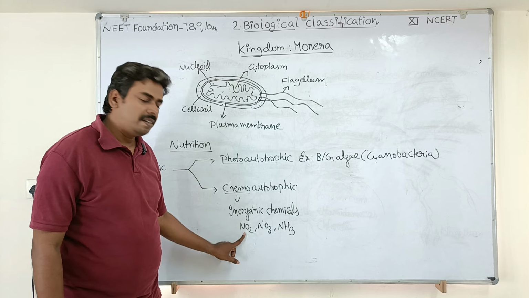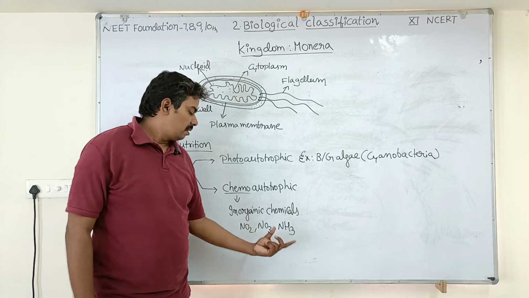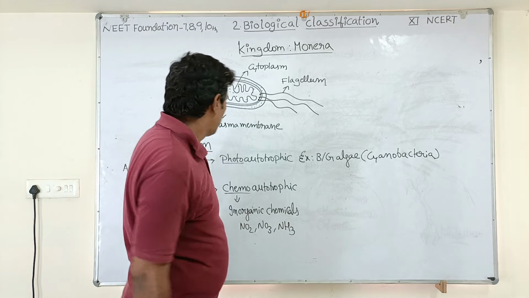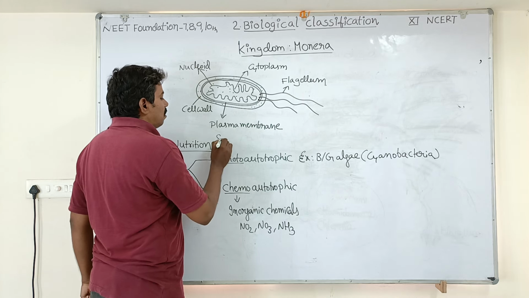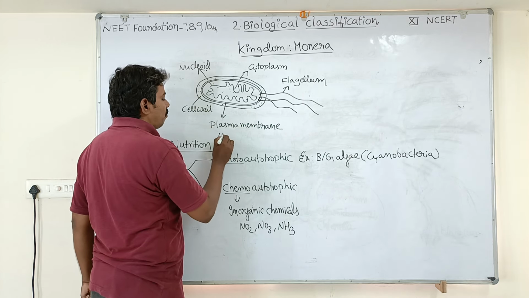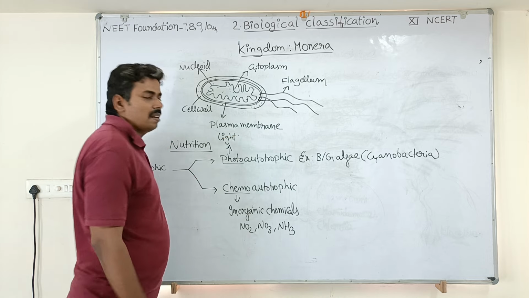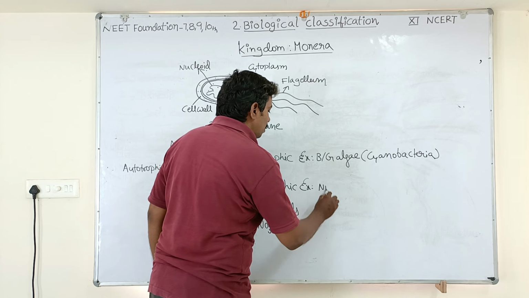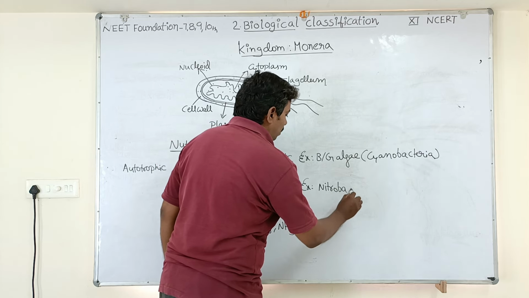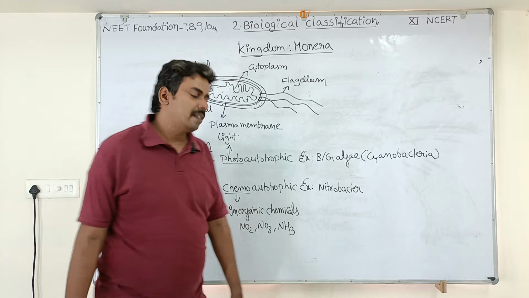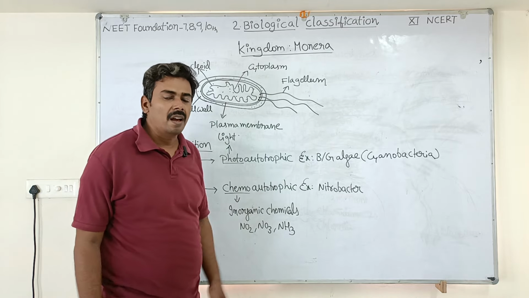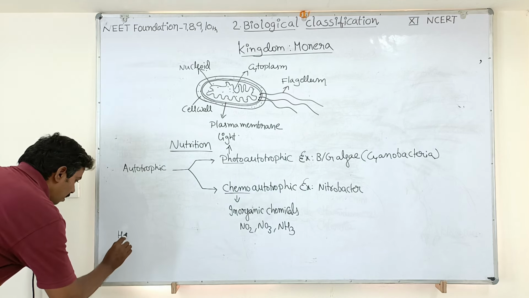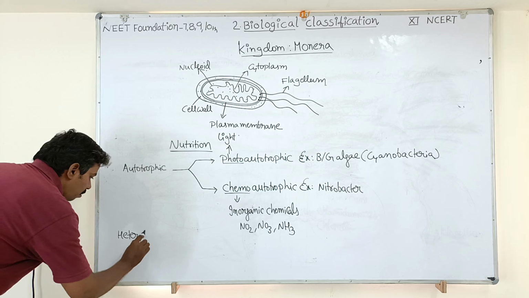NO2 means nitrite, NO3 nitrate, NH3 ammonia. This type of molecules will be used by chemoautotrophic bacteria, not sunlight. Photo means not essentially sunlight, any kind of light. They use light as a source to produce their energy. Okay, an example for chemoautotrophic bacteria is Nitrobacter. Understood?